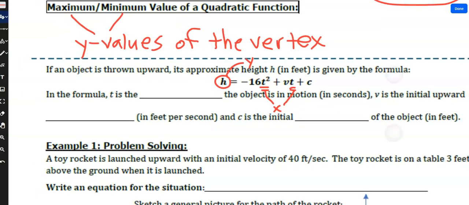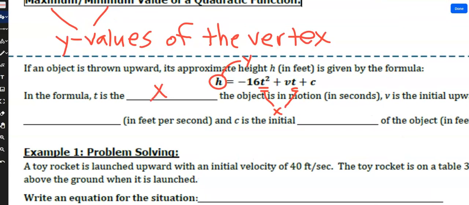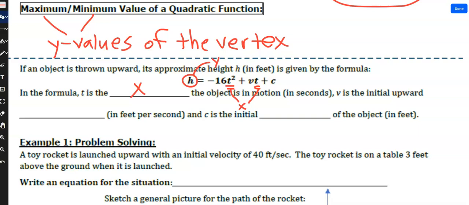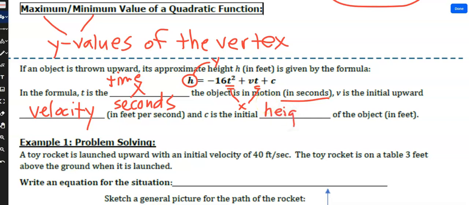Okay, so in the formula, t is the x and it's time, right? Time in seconds, usually seconds. If you're launching an object, it's not going to come down. Oh yeah, that says it in seconds. V is the initial upward velocity. Initial upward velocity. All right. C is the initial height. That's how high off the ground the object was when it was launched.